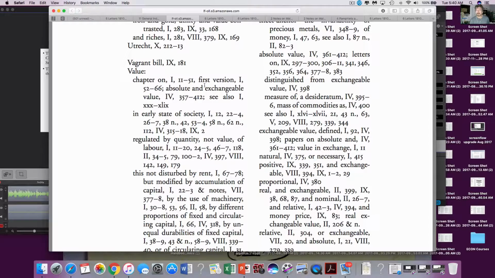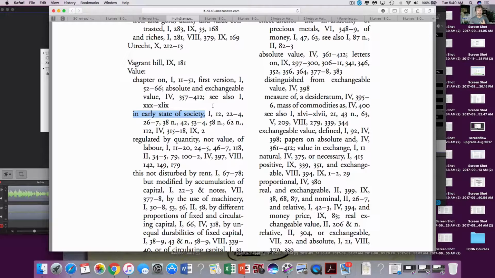I encourage readers to go in there, but I'm just going to go through real quickly some of these entries. Value, chapter on value, value in the early state of society. That's going to be the early and rude state Adam Smith speaks about in Wealth of Nations, Book 1, Chapter 6, on the component parts of the price of commodities. Smith develops the simple labor theory of value for the early and rude state, and then rejects it for the adding-up theory of value once we have capitalist commodity production proper.